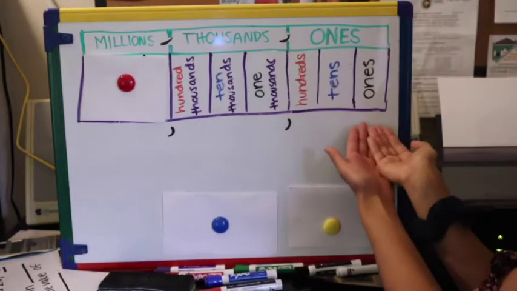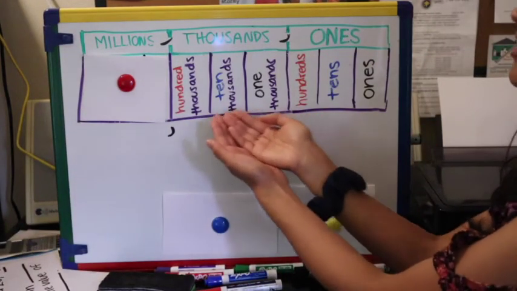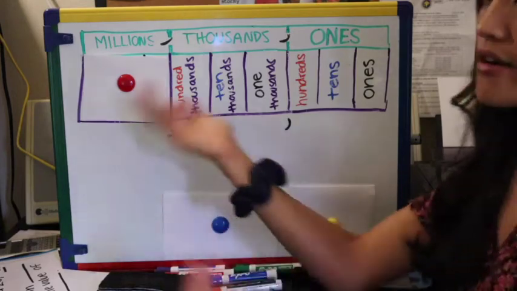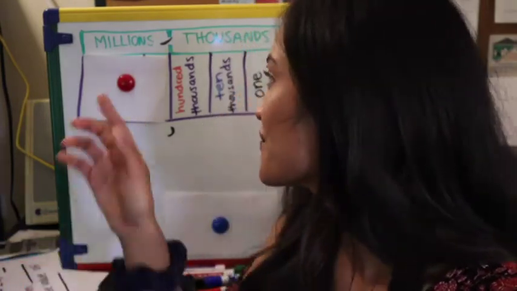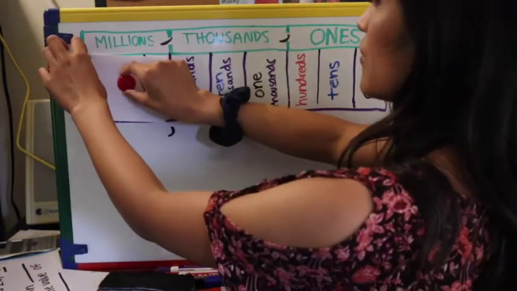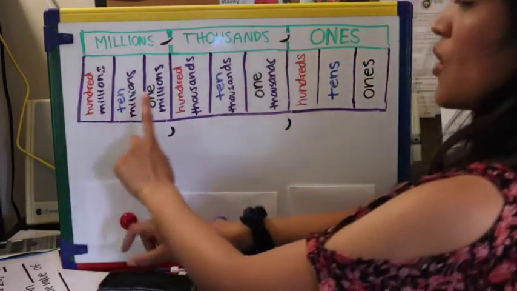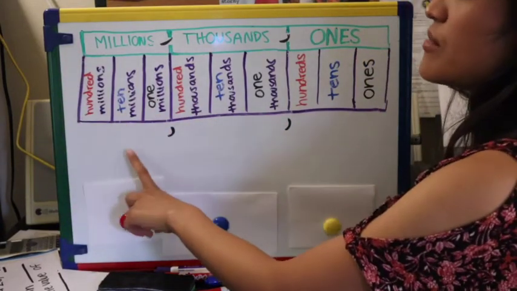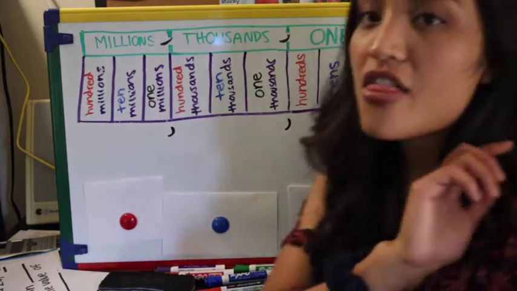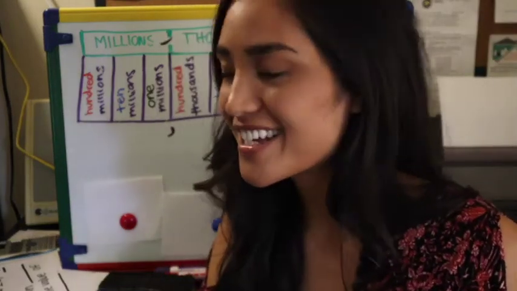Go ahead and pause the video right now. What do you think is going to be behind this paper in the millions period? Here's your hint: 1, 10, 100, 1,000s, 10,000s, 100,000s. Go ahead and pause it. Okay, you should be unpaused right now. Here we go. If you guessed 1 millions, 10 millions, 100 millions, then you are correct.